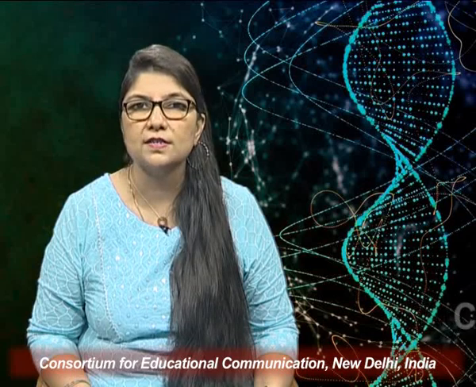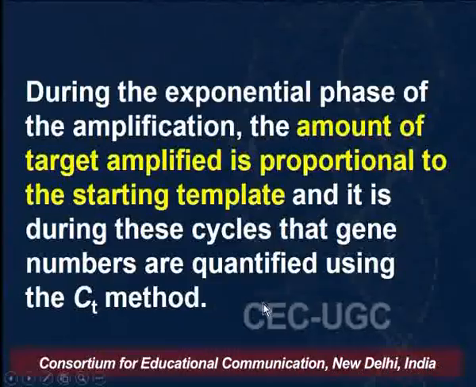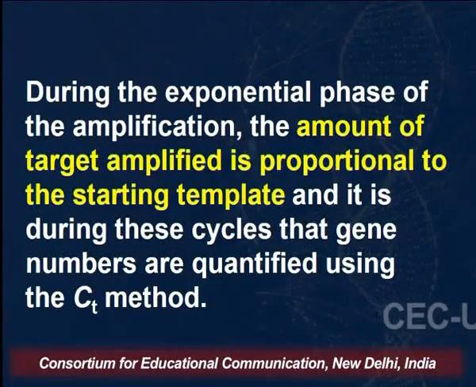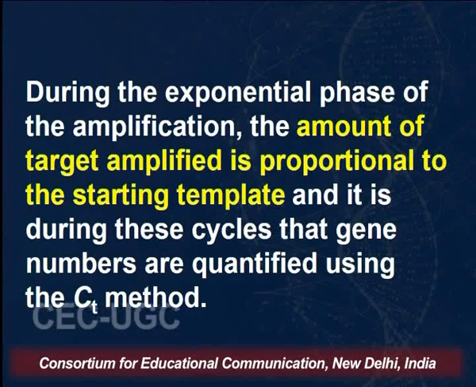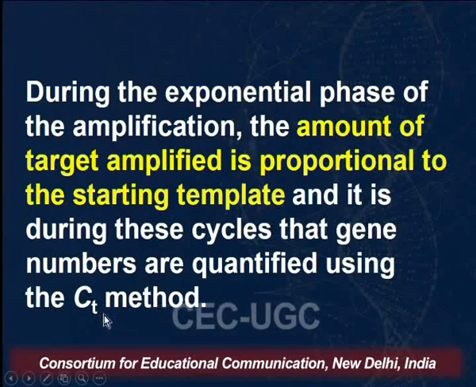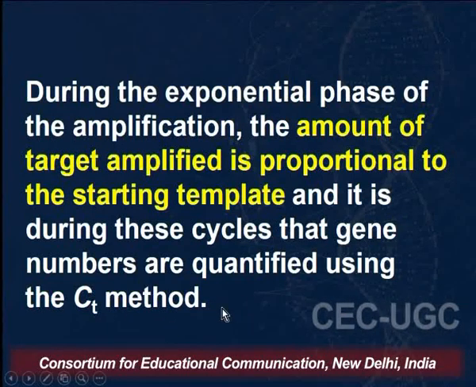During the exponential phase of the amplification, the amount of target amplified is proportional to the starting template, and it is during these cycles that the gene numbers are quantified, using what is called the CT method. So I just discussed the CT method.